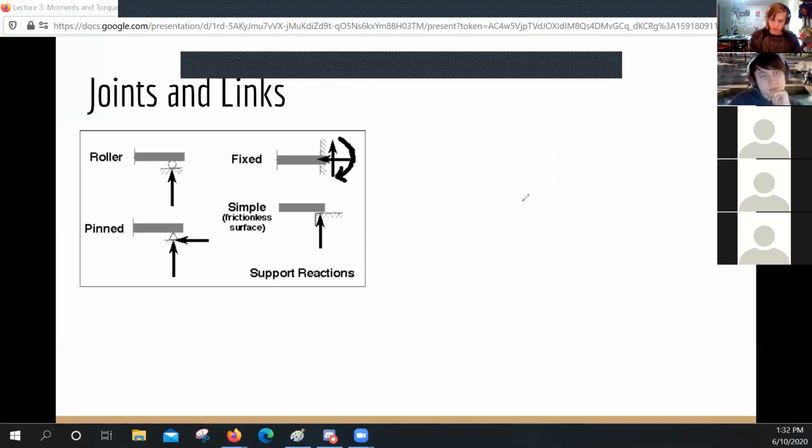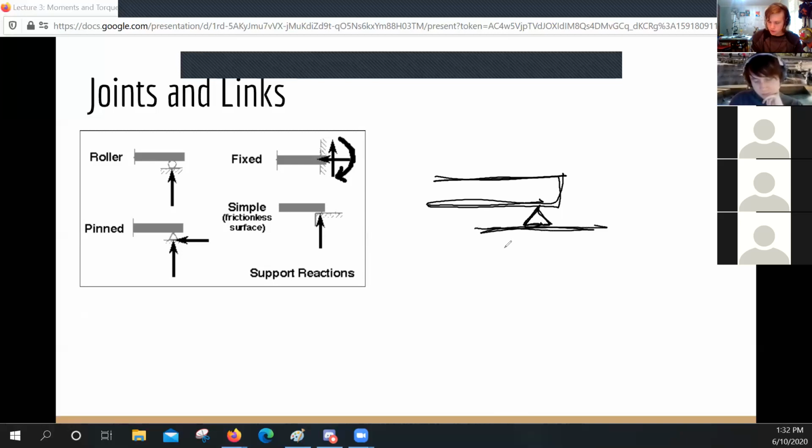A pinned joint, and the way we note a pin joint is like if we have a beam or something, we write a pin joint as a little triangle, and whatever the triangle is connected to is usually static, and these lines here mean it's static, it can't move. A pin joint is basically like if you have a beam and something is literally pinned to it, okay? Like there's a pin going through it.